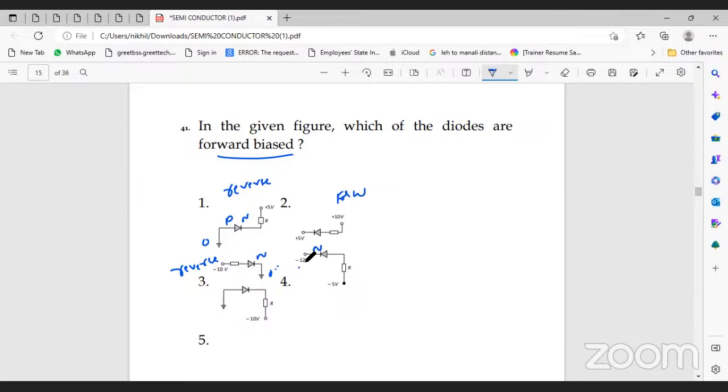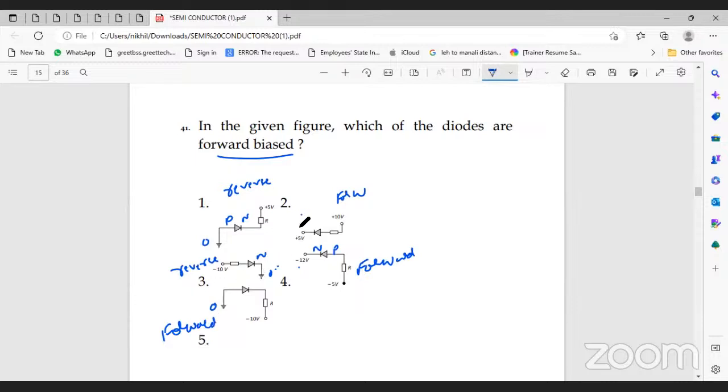N type is connected to -12. P type is connected to -5. -5 is much more compared to -12. So this is forward bias. This is connected to 0, which is higher voltage. -10 is low voltage. Negative is connected to low voltage. So this is also forward.